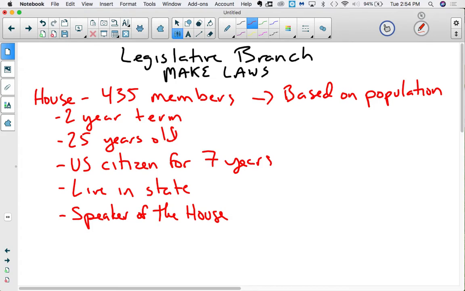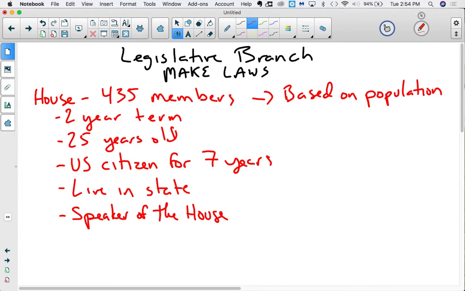It is based on the population of each state. Every state is guaranteed at least one member of the House, so that is the least you can have. I think California has, I want to say, 50? 52? Something. You've got a bunch, right? So there's a big difference in there.